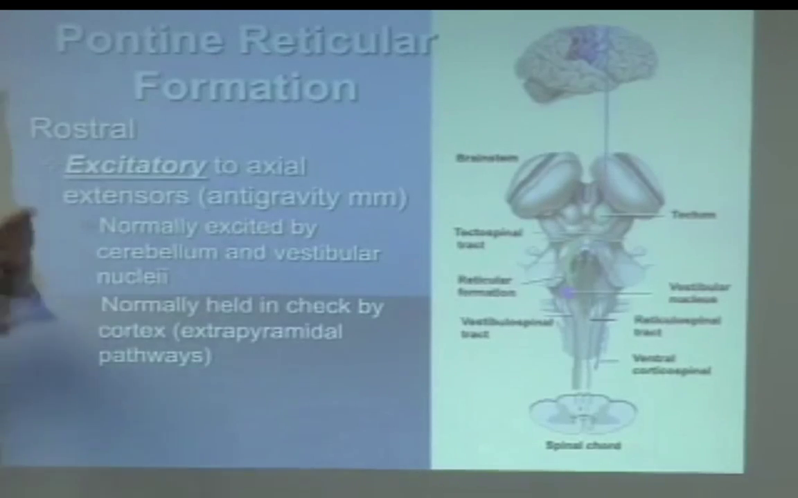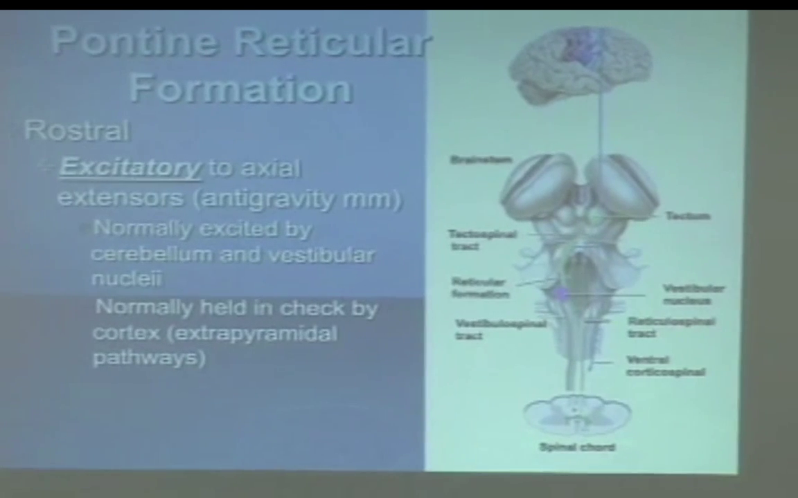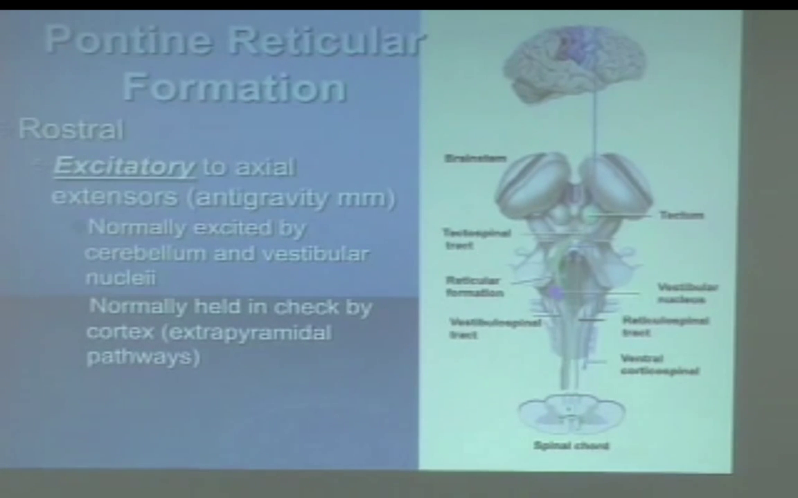Okay, so two parts of the reticular formation. Pontine... I know, I'm a little whacked. It's okay. I did a lot of drugs in college, all right? I told you. You did. I think all great neurologists did that.